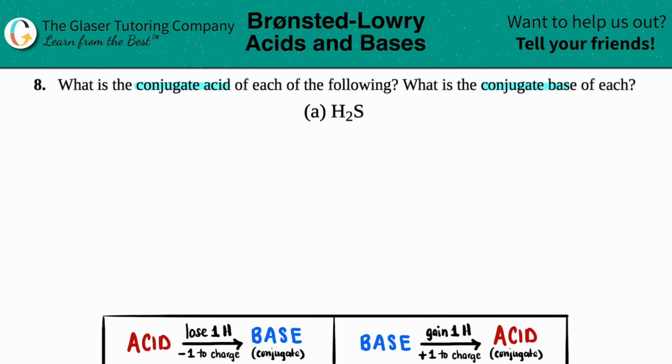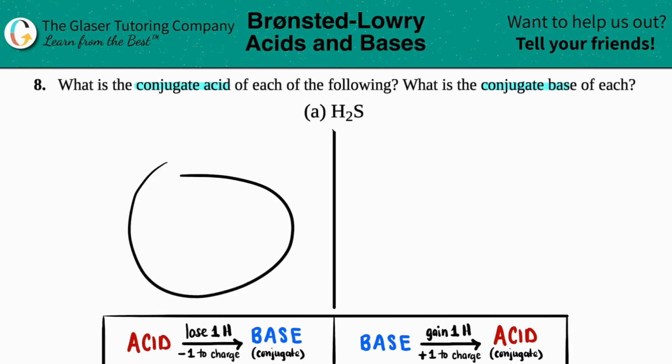Now, if you can find both the conjugate acid and a conjugate base from a single molecule like H2S, that means that this molecule can act as both an acid and a base. It just depends on the certain situation. If H2S is acting as an acid, you can find its conjugate base. And if it's going to act as a base, you can find out its conjugate acid. So let's just split this down the middle, and then we'll work on one side at a time.